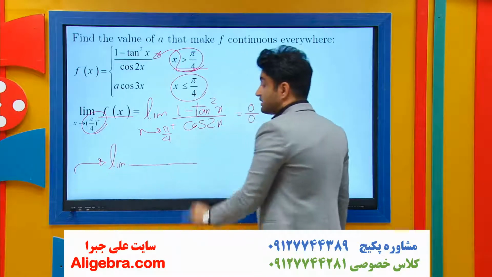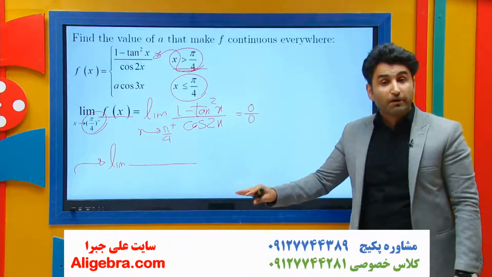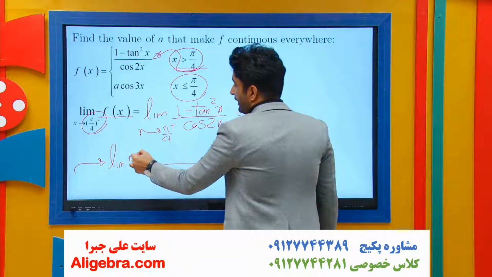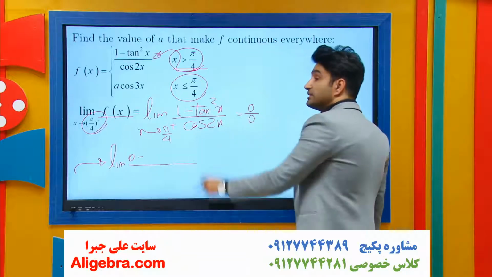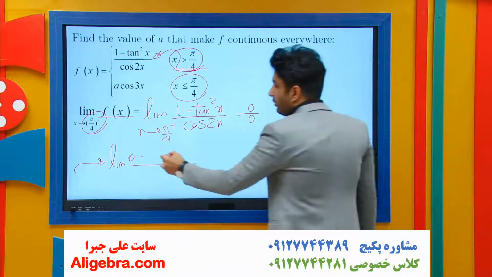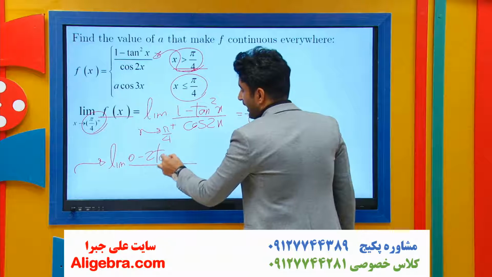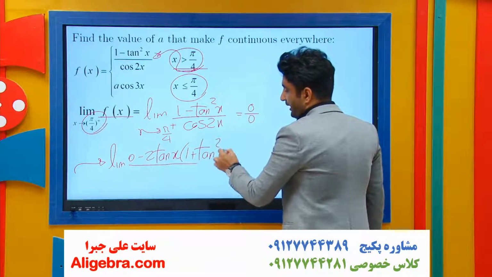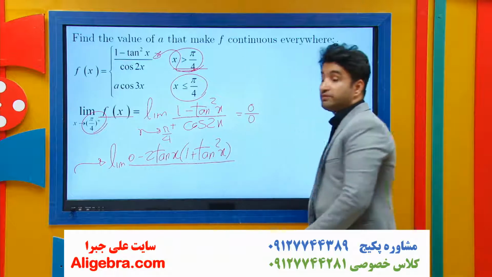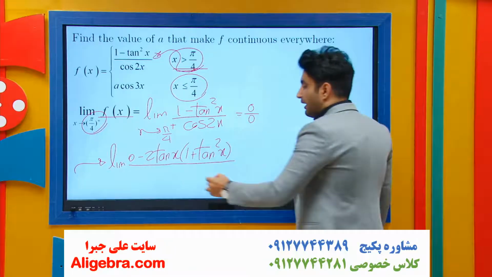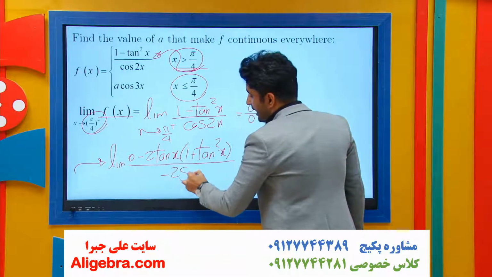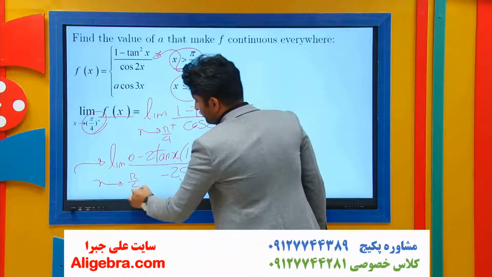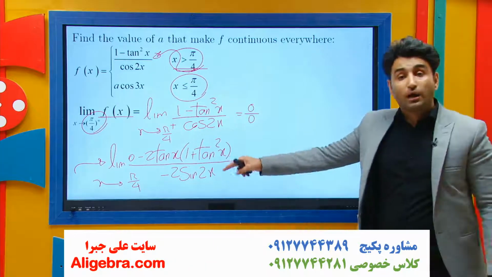Take the derivative on top and bottom of the fraction separately. The derivative of 1 is 0, and the derivative of tangent squared x equals 2 tangent x times 1 plus tangent squared x. On the bottom, the derivative of cosine 2x is minus 2 sine 2x. Again, use direct substitution. Replace all the x's with pi over 4.